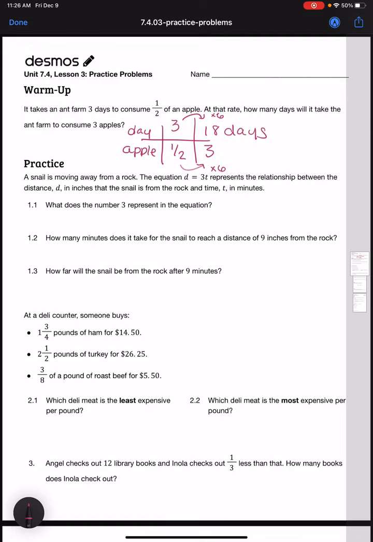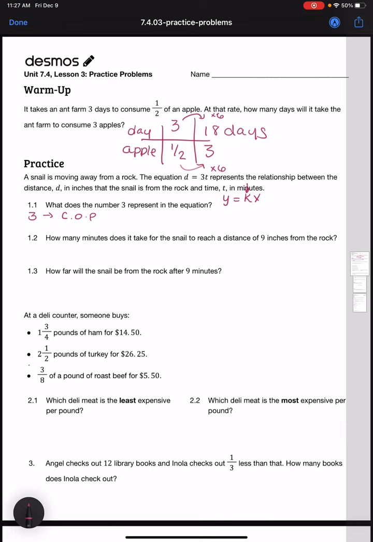The next question. A snail is moving away from a rock. The equation d equals 3t represents the relationship between the distance d in inches that the snail is from the rock and the time t in minutes. What does the number 3 represent in this equation? Well, thinking back, I know y equals kx. So what would fall in here is the 3. So 3 is the constant of proportionality.